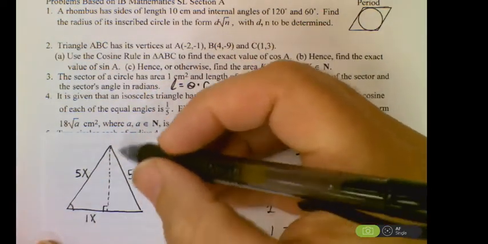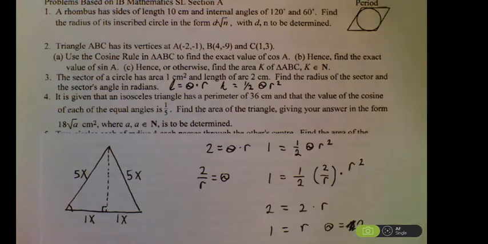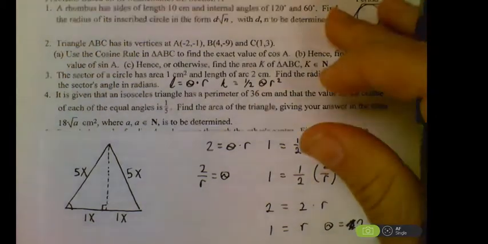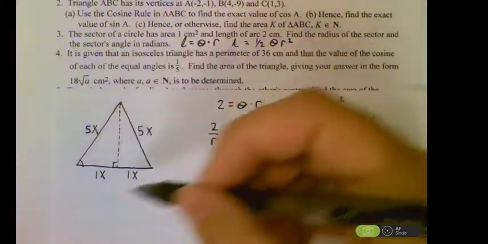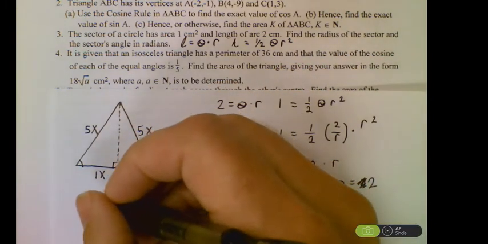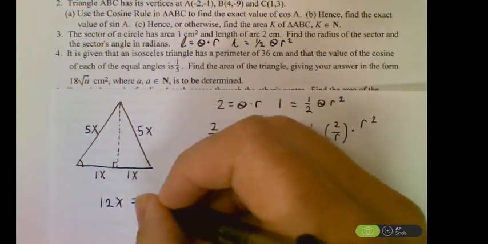In an isosceles triangle, the height does cut the base in half. So that would also be a 1x right there. And so now we can use the idea of a perimeter of 36. If I add all those up, 5x plus 5x plus 1x plus 1x, I get 12x. And we're told the perimeter was 36.